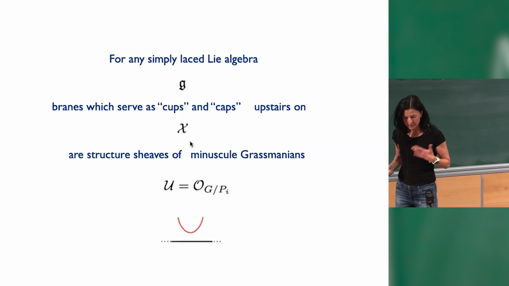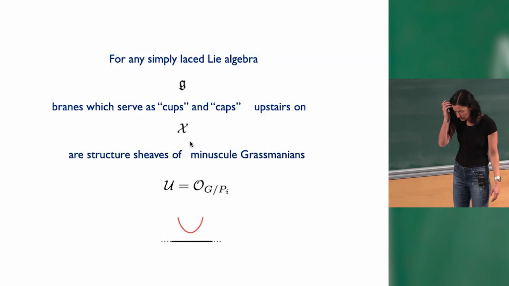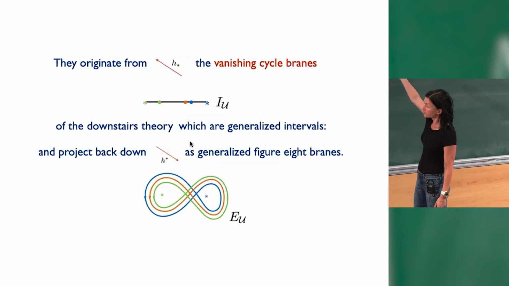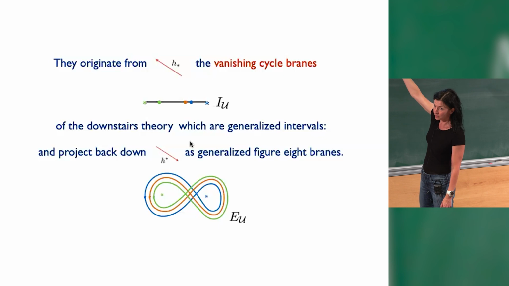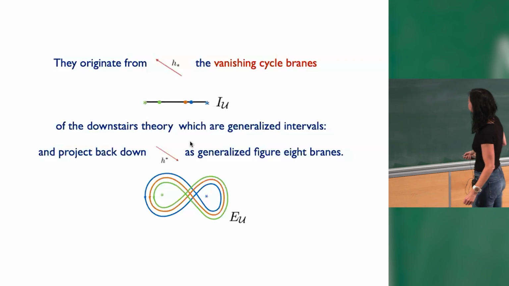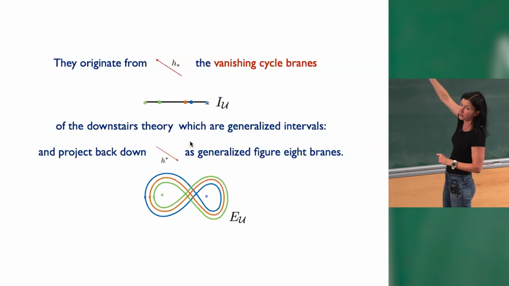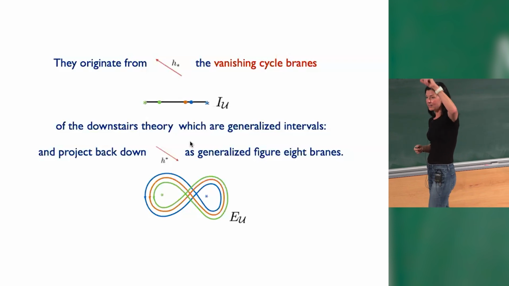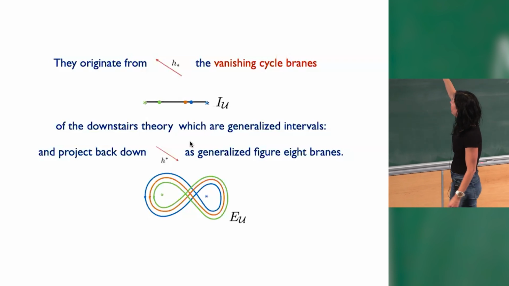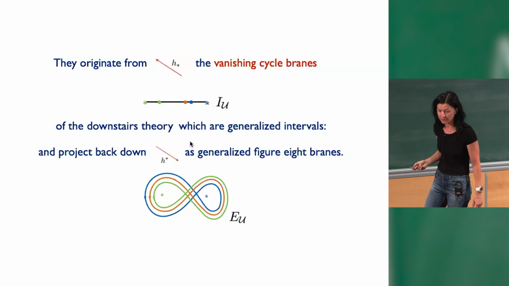Now, in fact, for any simply laced Lie algebra, the branes that serve as caps and cups upstairs, which are these structure sheaves of minuscule Grassmannians, originate from vanishing cycle branes, which are these generalized intervals. It's an interval between two punctures, along which some number of colored points moves. Punctures that are labeled by a minuscule representation and its conjugate, and these colored points have to be ordered in a very specific way. The order in which you take the highest weight of one and lower it. Anyway, as you send it back down, you get these generalized figure 8 branes. So we know Homs between which branes we should study on the A side from mirror symmetry.